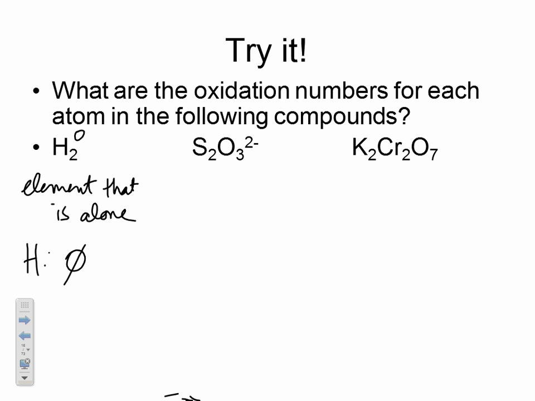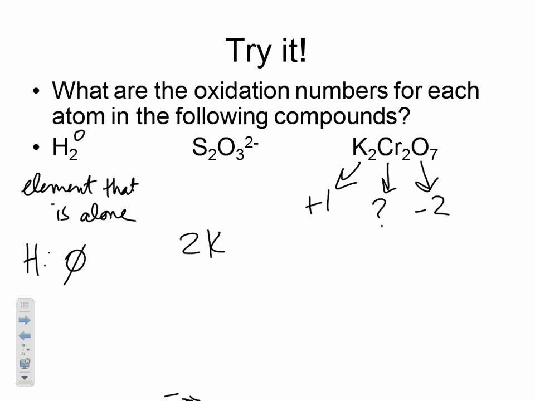And in the last one, I have potassium dichromate, K2Cr2O7. I need to figure out the oxidation number on each element. What elements do I have rules for? I have a rule for potassium because potassium is in group 1, so potassium must be +1. I have a rule for oxygen. Oxygen is -2 almost all the time, but I don't know what the chromium is, so I have to figure it out. I don't have a rule for chromium.